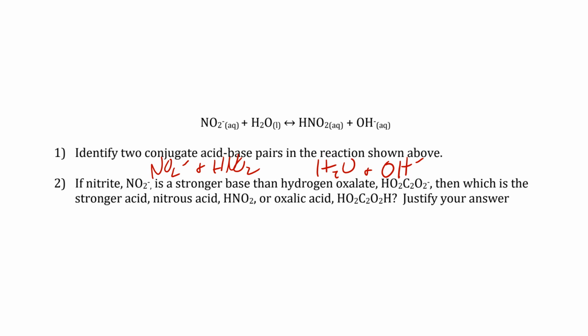It tells you that if nitrite is a stronger base than hydrogen oxalate, then which is the stronger acid, nitrous acid or oxalic acid? Justify your answer. So how would you do that? It's telling us that NO2 minus is a stronger base than HC2O4 minus.